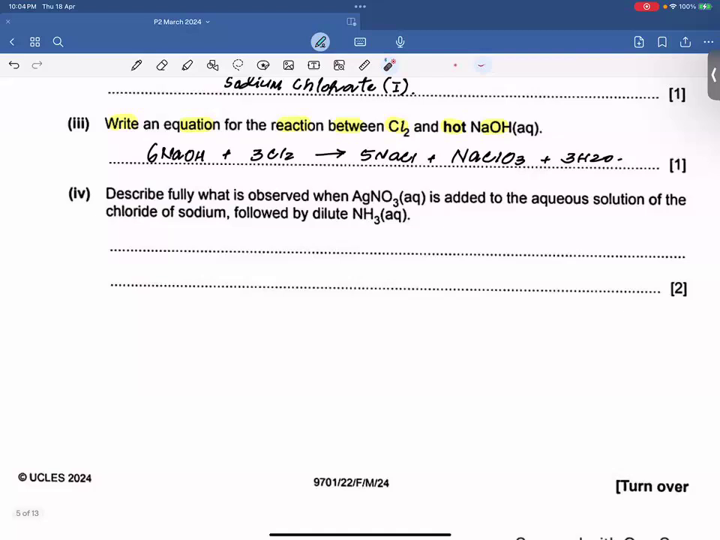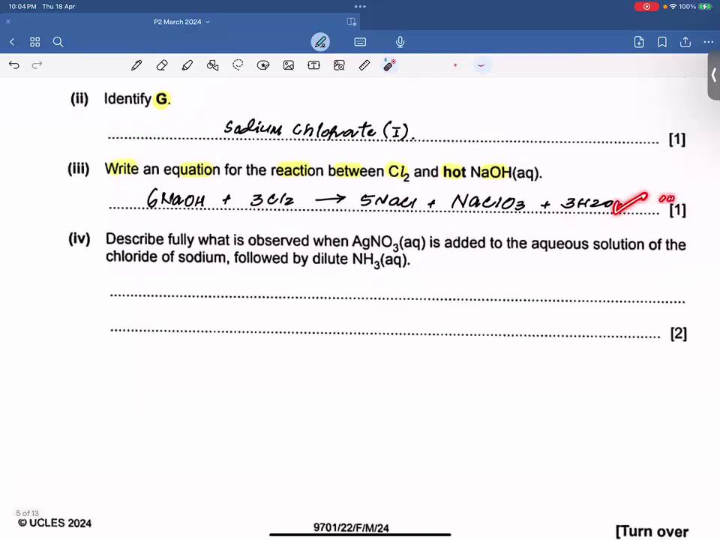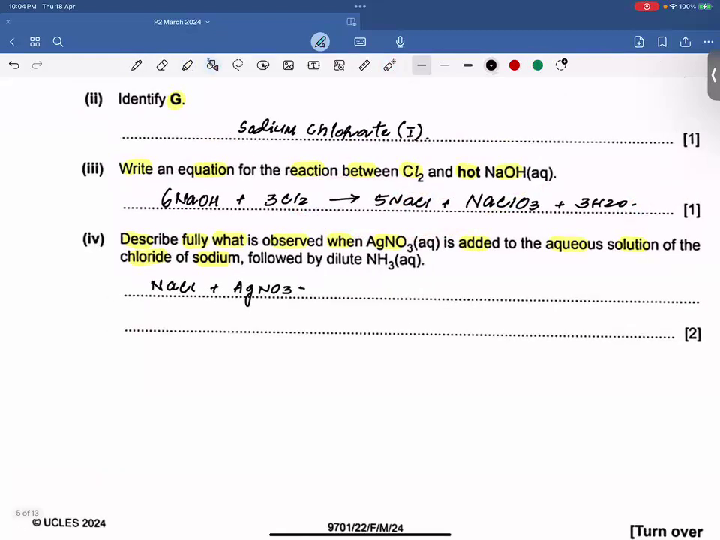This reaction is also a disproportionation reaction because chlorine is getting reduced in this conversion, whereas chlorine is getting oxidized in this conversion. So this is reduction and this one is oxidation. Describe fully what is observed when silver nitrate is added to an aqueous solution of sodium chloride. The sodium chloride is basically NaCl, and silver nitrate has a formula of AgNO3. If you mix these two substances, obviously a chemical reaction takes place in which sodium nitrate is formed, which will give you a colorless solution.